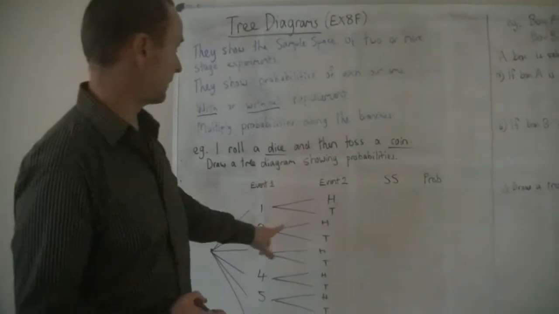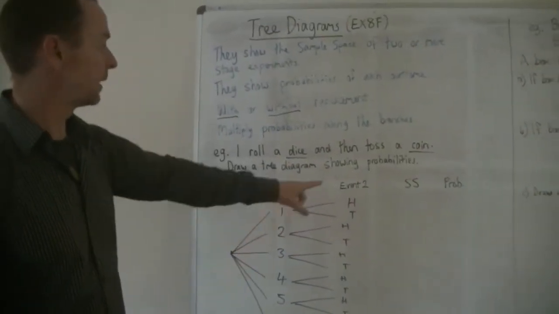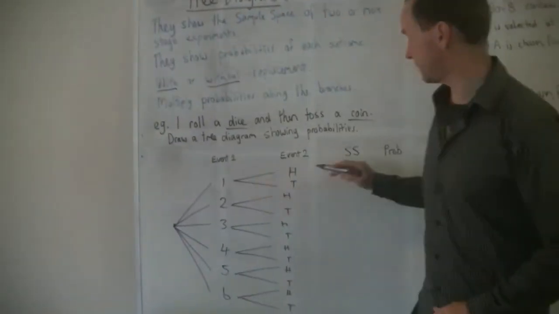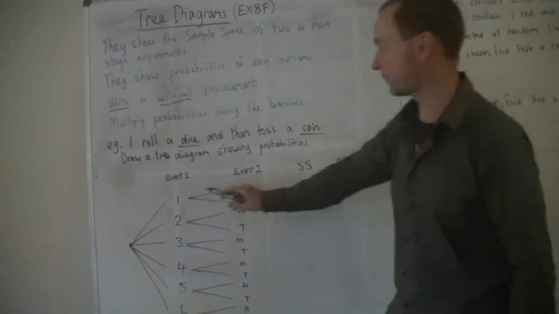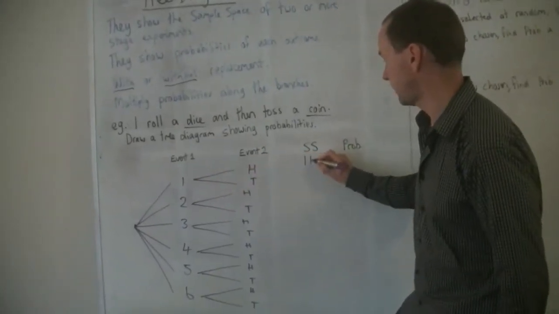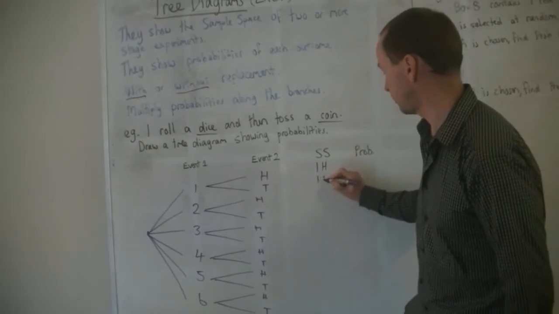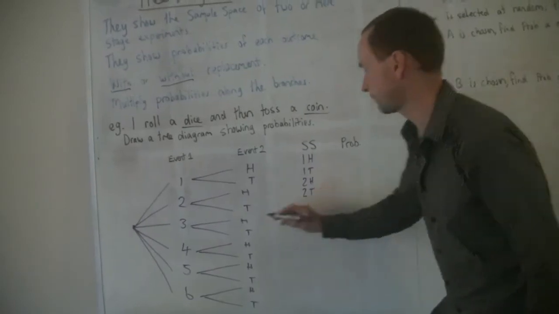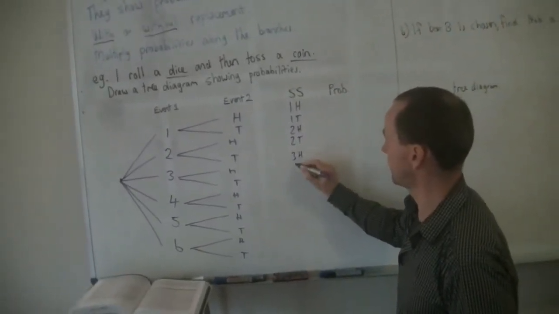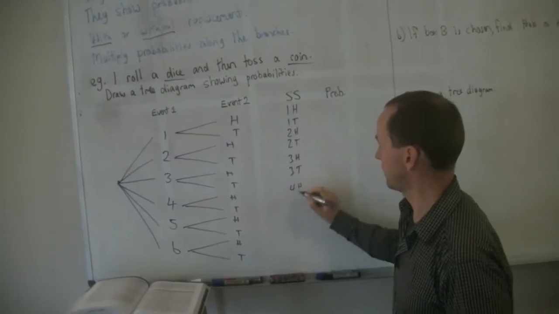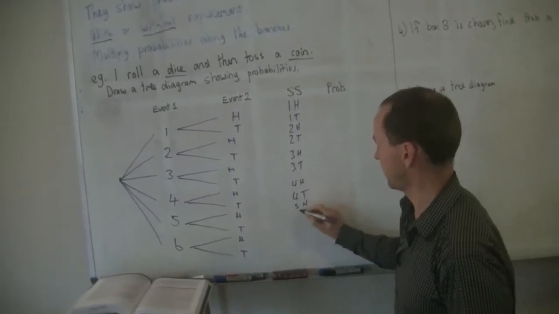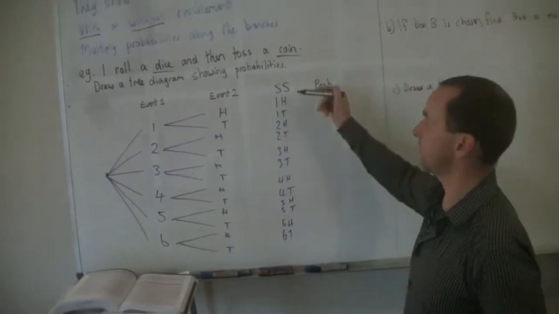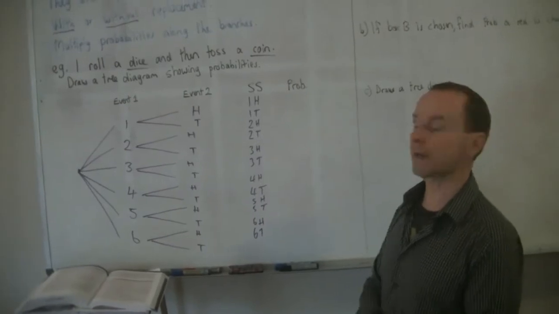Alright, so the next column, that's our tree diagram almost complete. So now we can do a column saying the sample space. So here's our first event. We list down all different possible outcomes. So we've got a 1 and a heads. So you write down a 1 and a heads. We could have got a 1 and a tails. And try to keep them in line as well. We've got a 2 and a heads, 2 and a tails. We've got a 3 and a heads, a 3 and a tails, 4 and a heads, 4 tails, 5 heads, 5 tails, 6 heads, 6 tails. Excellent. So that's our sample space. They're all the possible outcomes we could get.